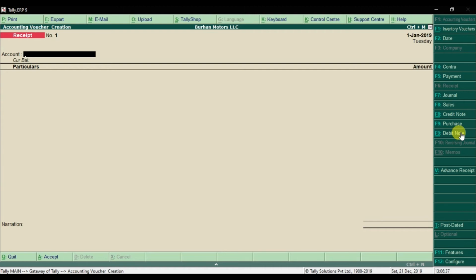Clear? Now one more thing, which is also very important. Look here. When you create a new company, by default single entry mode is enabled, but I want to use double entry. So we need to go to F12, which is configurations, and configure that option. So press F12.